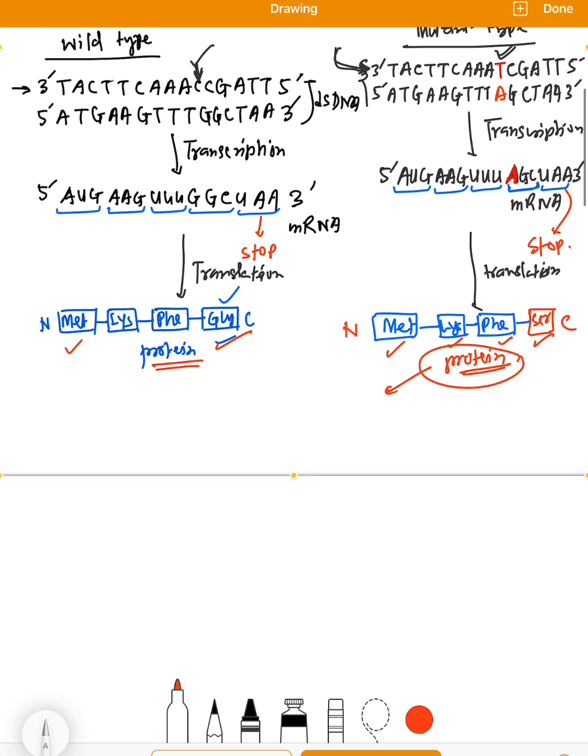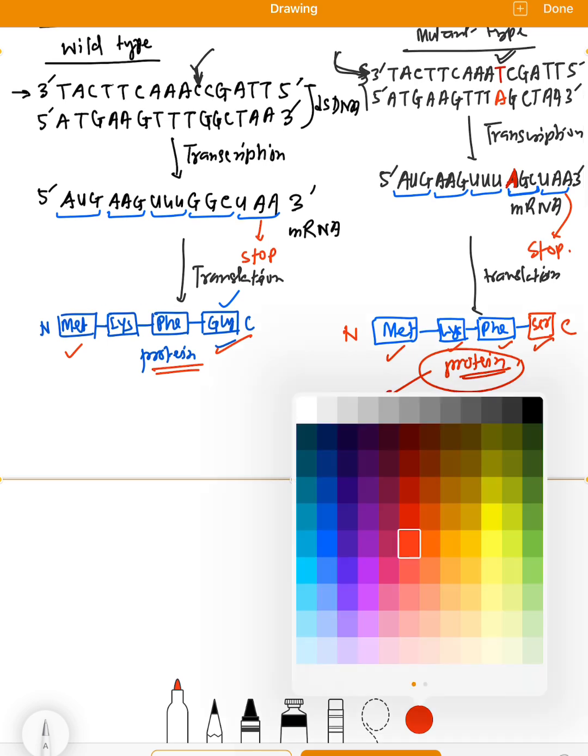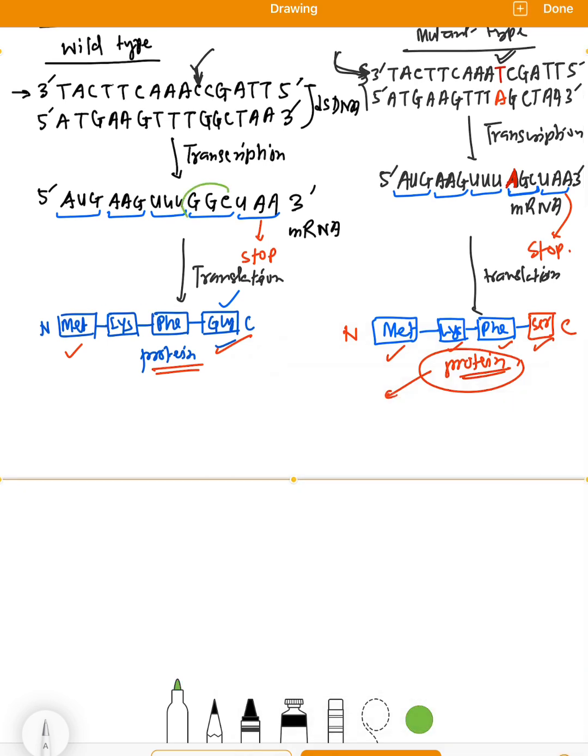So this type of mutation, where the change in codon leads to change in amino acid, is known as the missense type of mutation. Here this amino acid is changed after mutation.